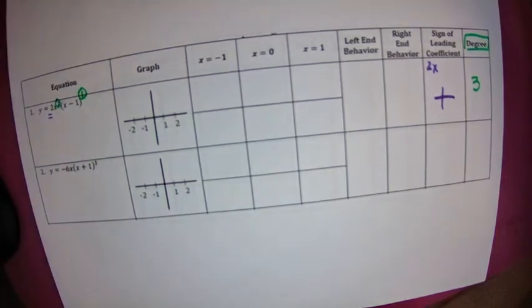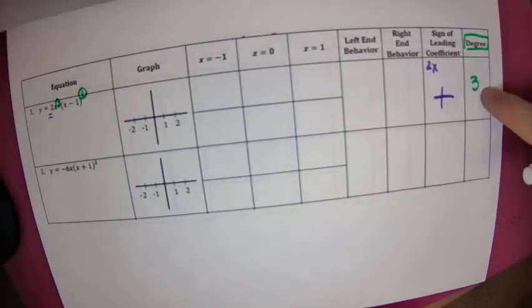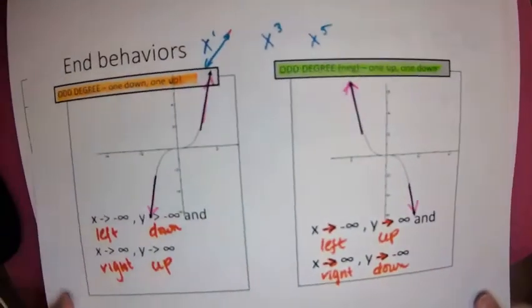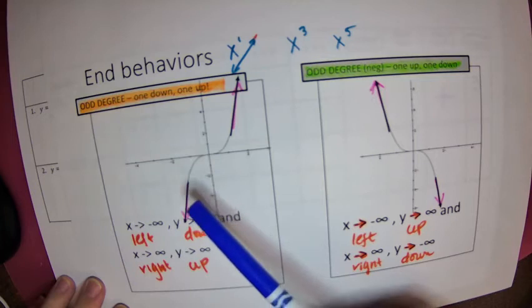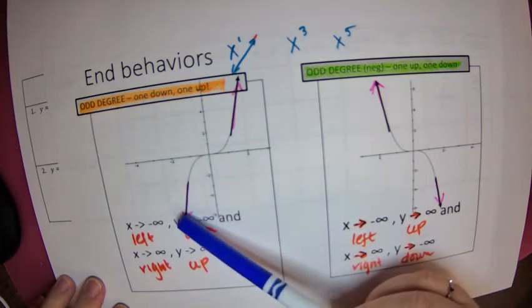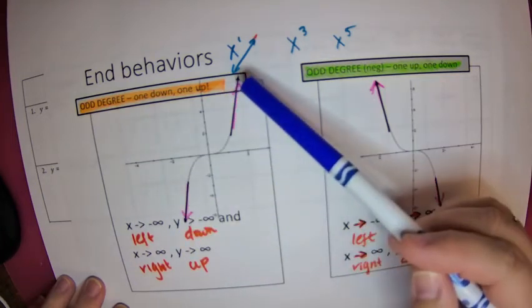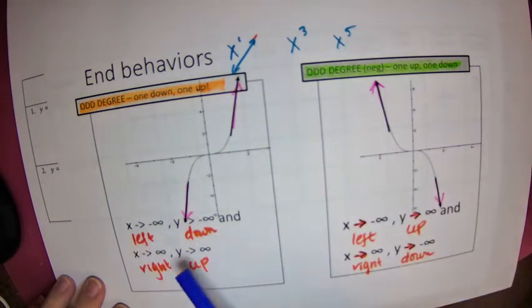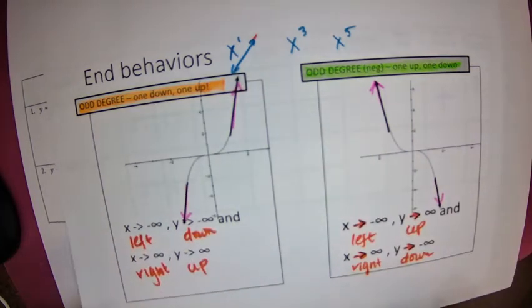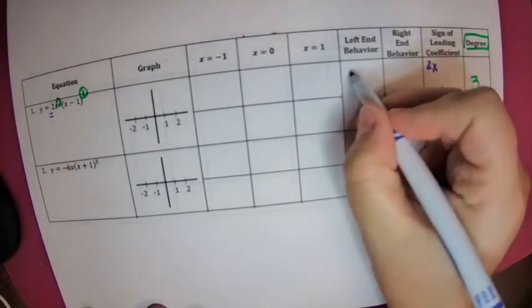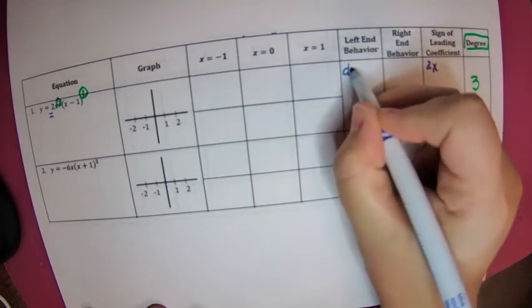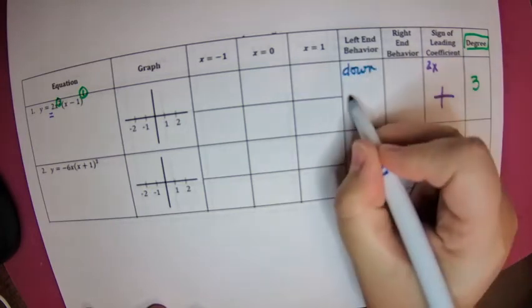I'm going to go back to this paper back here. Let's see. It's an odd degree, and it's positive. So if it's an odd degree, and it's positive, then we're going to have one arm down and one arm up. The left arm will be down and the right arm will be up. So this is how we write that on our homework today, that our left end behavior, remember left hand will be down.